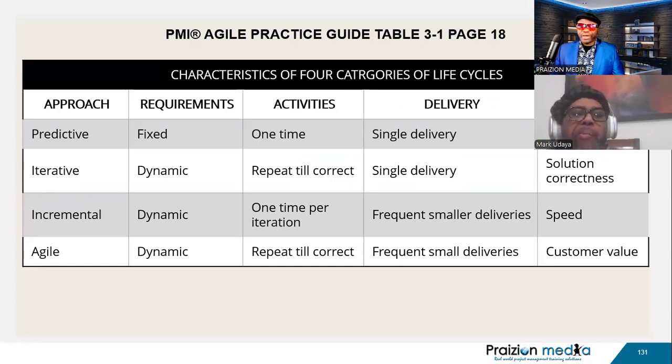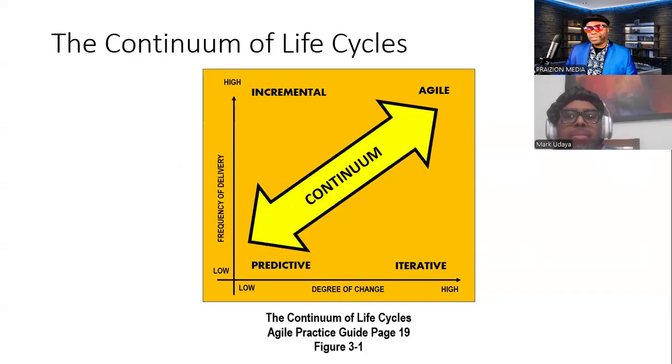All of them, apart from predictive, they have dynamic requirements. But when it comes to incremental, we only do it one time per iteration. So understanding these and the continuum of life cycles is important. Also remembering that agile could be iteration based agile and flow based agile. You need to have that down pat.